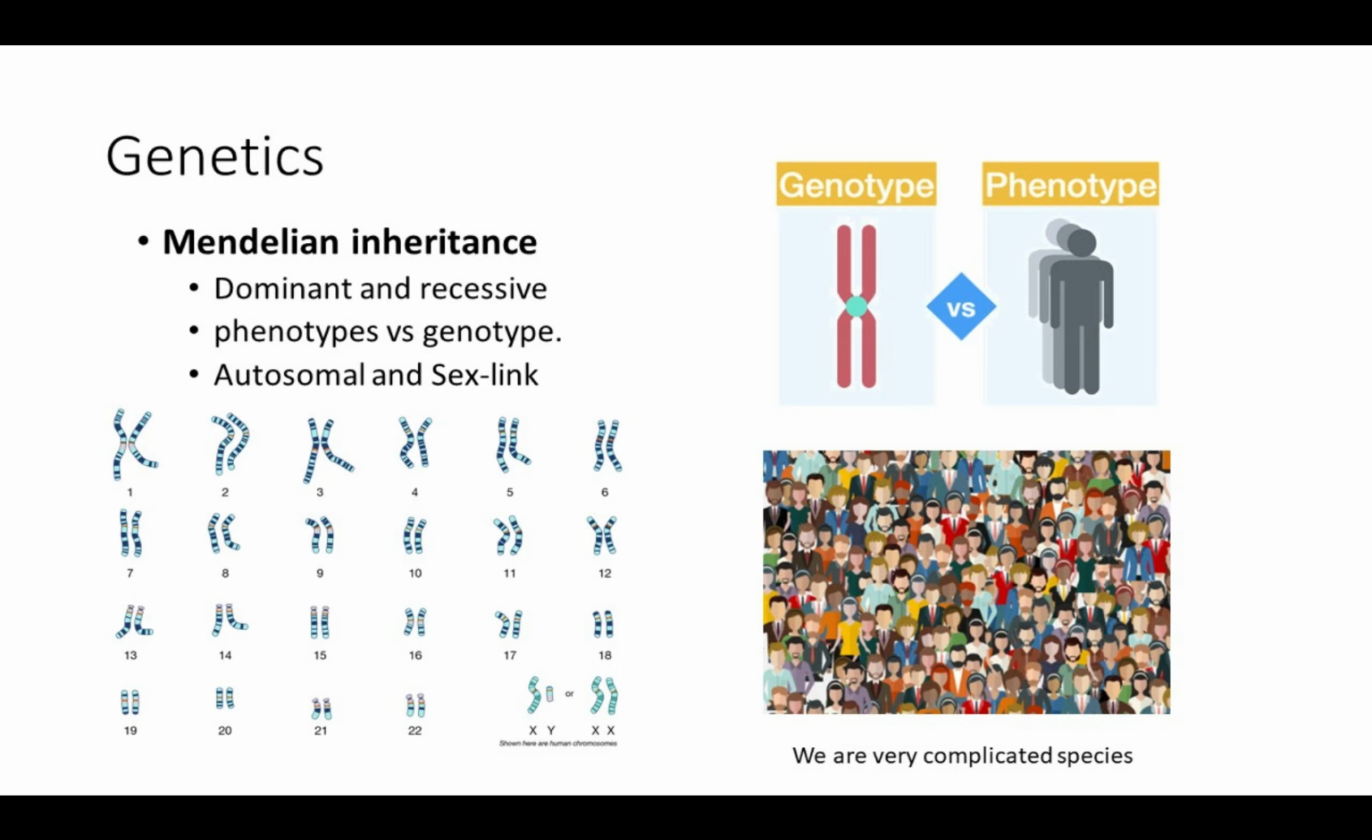So go ahead and take the next 1 minute, discuss among your table. Go ahead and do that. And describe what phenotype is, what genotype is, what autosomal is, and what sex-linked is. What exactly are those? So go ahead and discuss. Let's go over this together.